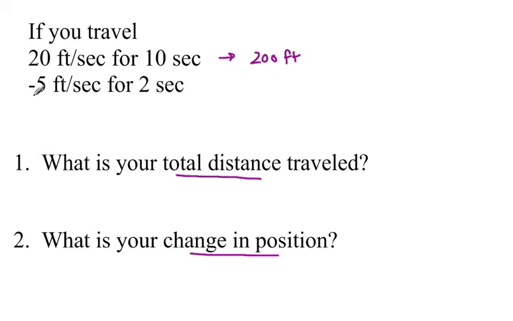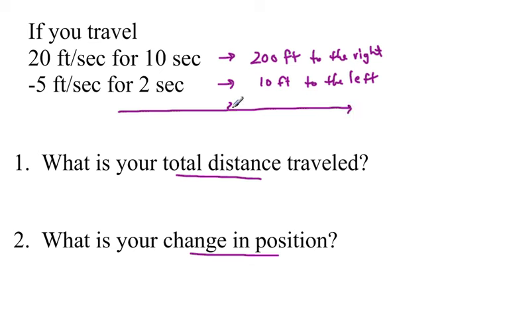And here I've got -5 feet per second for 2 seconds. Well, that comes out to 10 feet, but that's 10 feet to the left. And 200 feet, that was to the right because it was positive. Now, if I want total distance traveled, well, I went 200 feet to the right, and then I went 10 feet to the left. Well, the total distance I traveled was 210 feet.